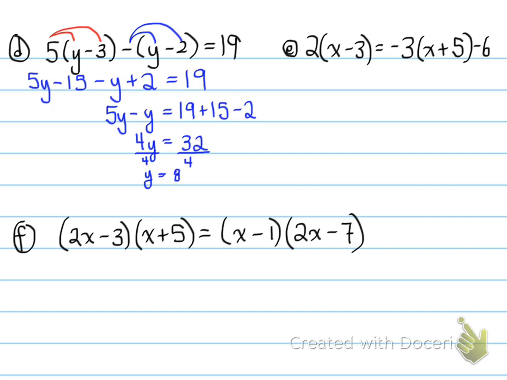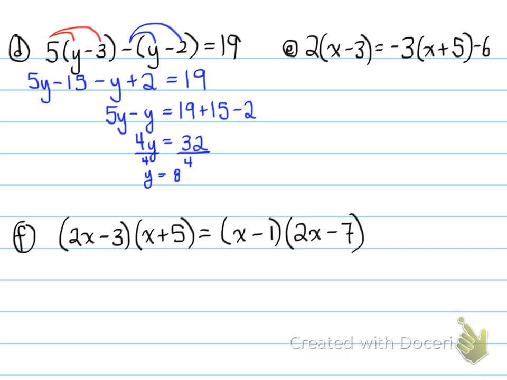Now, if we wanted to check our answer, you can always multiply it into here. 8 minus 3 is 5. 5 times 5 is 25. 8 minus 2 is 6, so that would be 6 here. 25 minus 6, that will give us 19. So I'm going to show you a check in the last example, so you can do a check for any question.